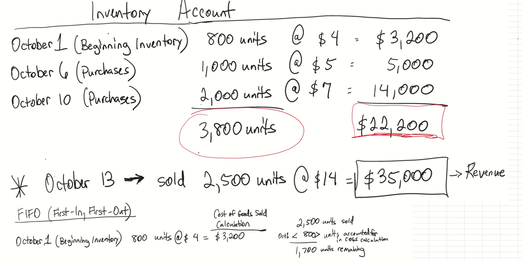Now on October 13th, the company sold 2,500 units out of the 3,800 units at $35,000. So that's the revenue that was generated by the company. So what the company has to do is, from these 2,500 units that were sold, figure out what the cost of goods sold will be when using the FIFO method, so that they can go ahead and report the expense in their books.